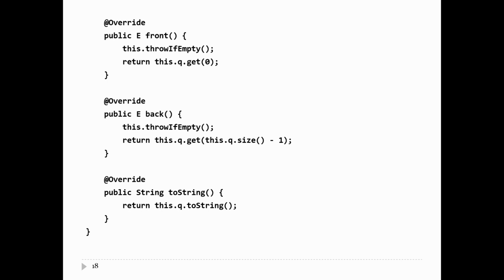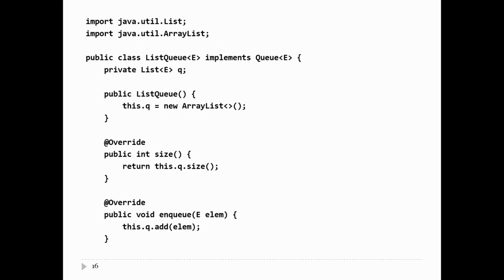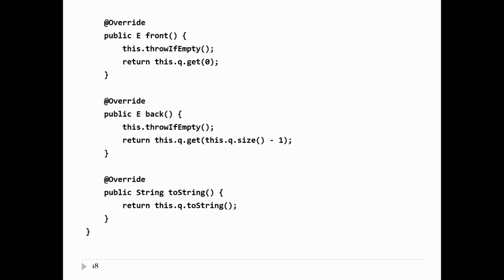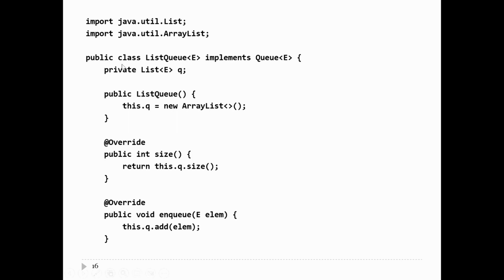Equals is also easy. You do the usual equals stuff: if this equals obj, if this.getClass equals obj.getClass, and so on. But then to check if they're equal, you just check if their lists are equal, so return this.queue.equals(other.queue). So equals is easy too. It's easy to implement if you use a list.